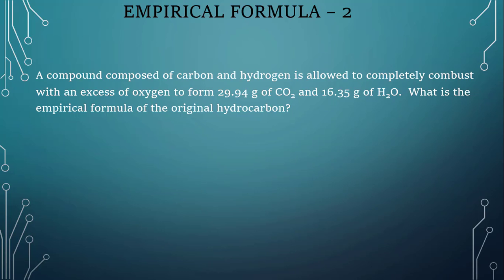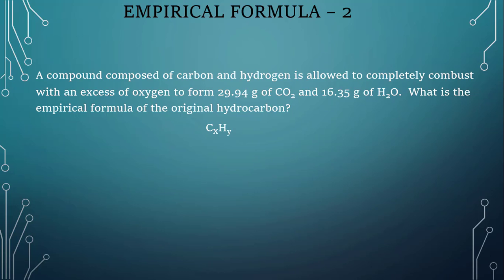You have a compound which is made up of carbon and hydrogen only. That's sometimes called a hydrocarbon. It's allowed to completely react, in this case burn or combust, with oxygen, and it will form 29.94 grams of carbon dioxide and 16.35 grams of water. From this information, we can calculate the empirical formula.